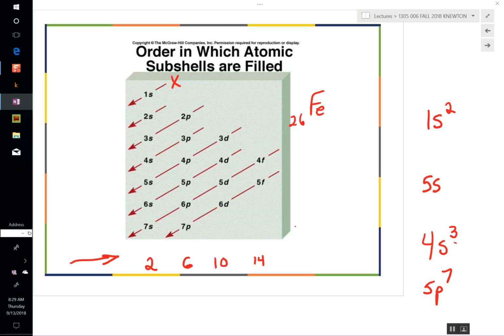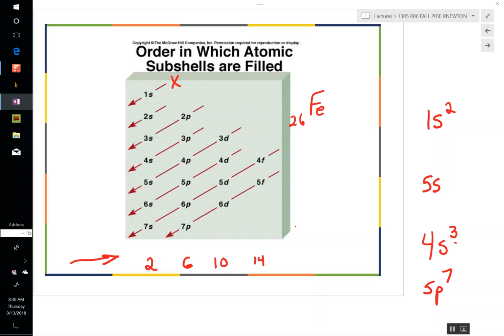All right, so fluorine has 9 protons, it has 9 electrons: 1s2, 2s2, 2p5. That's 9 electrons. Chlorine: 1s2, 2s2, 2p6, that's 10 electrons. 3s2, that's 12, and 3p5 is 17 electrons. That's correct. Good.